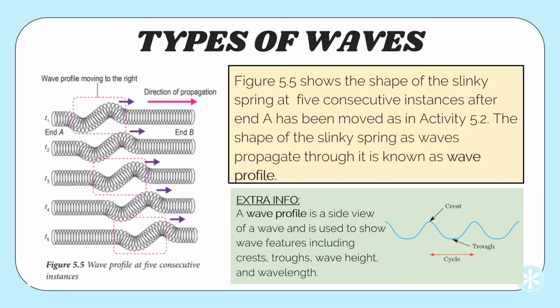Now we will talk about types of waves. Figure 5.5 shows the shape of the slinky spring at 5 consecutive instances after NA has been moved as in activity 5.2. The shape of the slinky spring as waves propagate through it is known as wave profile. Extra info: a wave profile is a set view of a wave and is used to show wave features including crest, trough, wave height, and wavelength.